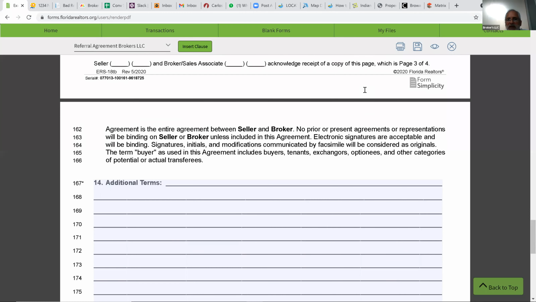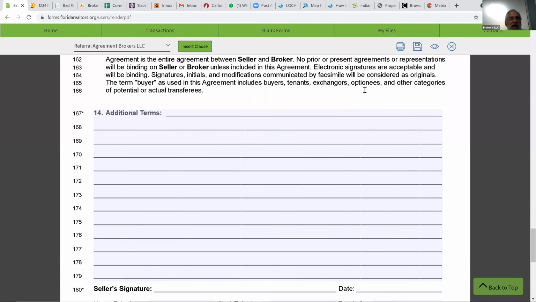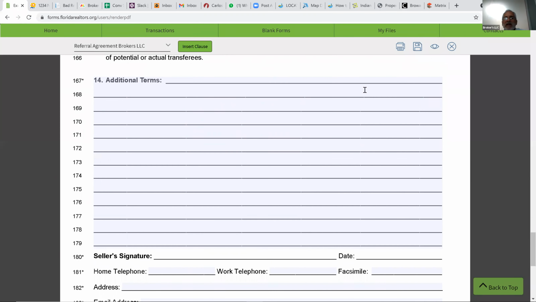Well, there is nothing else to explain in this contract. In additional terms, line 167, you can add any condition that you might have for this seller, or that the seller has for you. Somebody was asking me, is it obligatory to always charge 6% to a seller? It's not. You can do 5%, you can do 4%. It all depends on how much your work is worth.